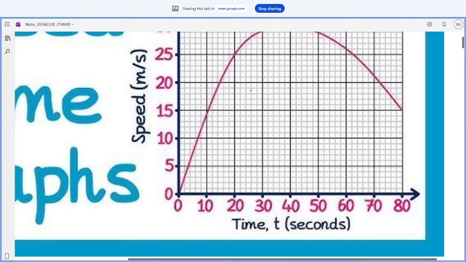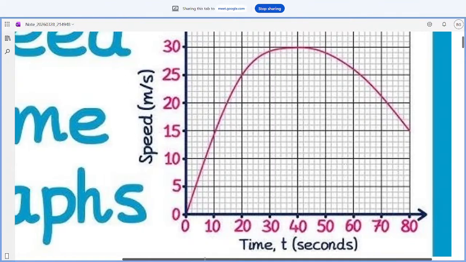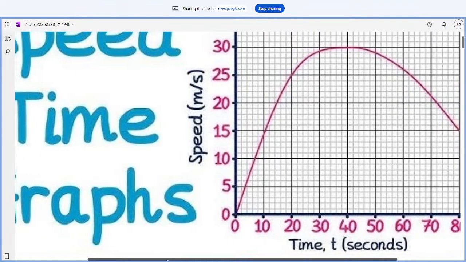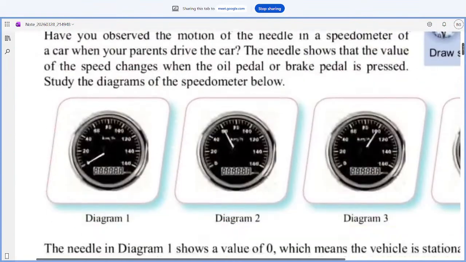Alright, so guys, this is a speed time graph, one example of a graph. But don't worry, you guys won't study curve graphs in maths. All the graphs are straight lines. Remember that. All the graphs you learn in maths are straight lines, no curves. So for speed time, you guys must know a few things about the speed time graph.